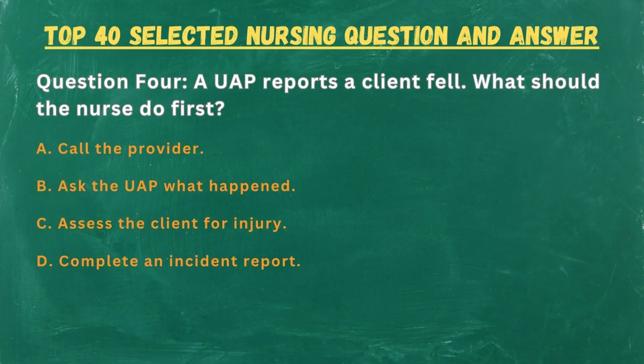Question 4. A UAP reports a client fell. What should the nurse do first? A. Call the provider. B. Ask the UAP what happened. C. Assess the client for injury. D. Complete an incident report. Answer. C. Assess the client for injury.